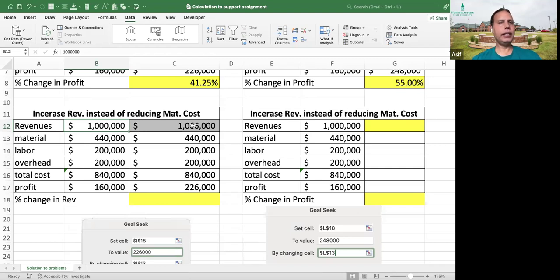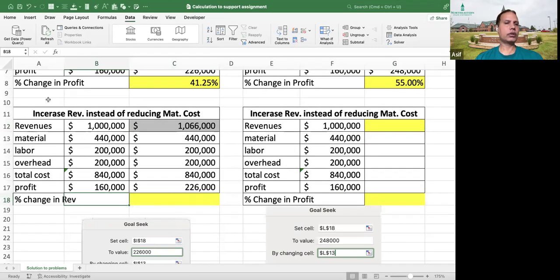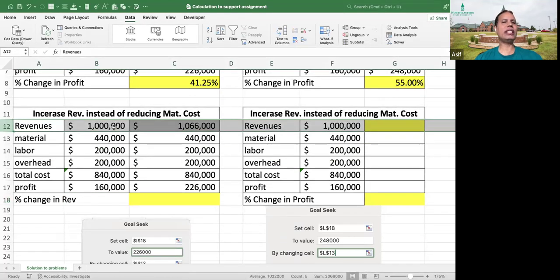So this is a very useful function in Microsoft Excel that's called goal seek function. All right, okay. Let's do the next part. The next part is to calculate percentage change in revenue. Because over here, we are making a change in revenue. So we want to see how much change has happened when we make this transition from 1 million to $1,066,000. What percentage change does this transition represent?